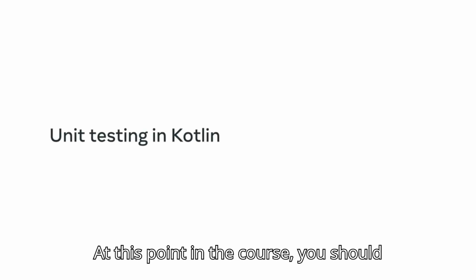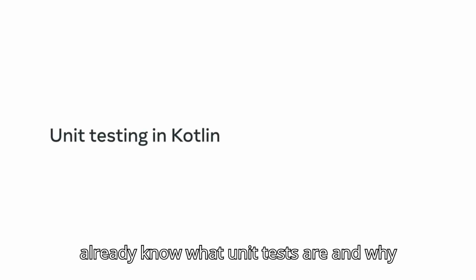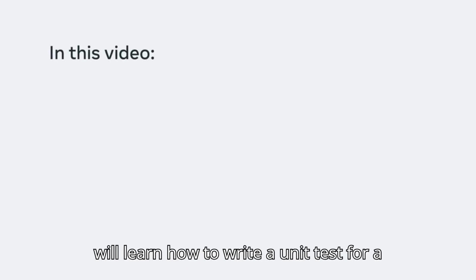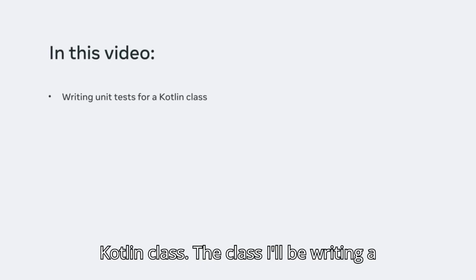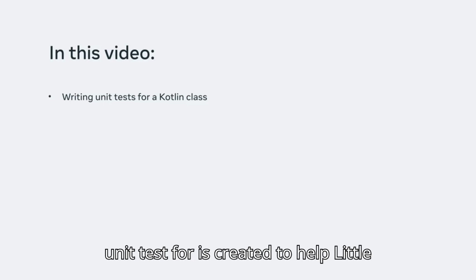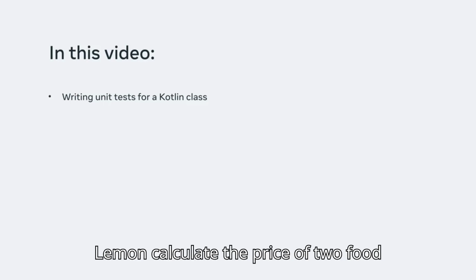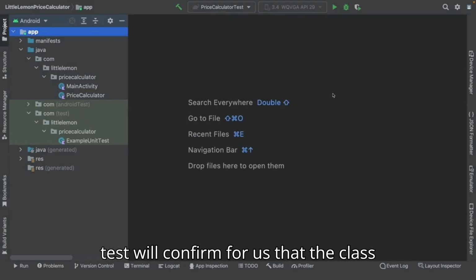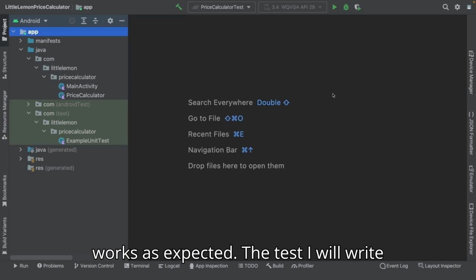At this point in the course, you should already know what unit tests are and why they are important. In this video, you will learn how to write a unit test for a Kotlin class. The class I'll be writing a unit test for is created to help Little Lemon calculate the price of 2 food items. A successful conclusion of the test will confirm for us that the class works as expected.